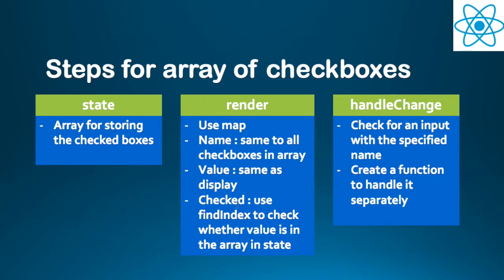The third thing, in checked, we will use find index to check whether the value is in the array or not. So we are maintaining an array in the state. We'll use find index to check whether this particular checkbox's value is in the state array or not. And in the handle change, we will check for an input with the specified name, the name we have given here, and create a function to handle it separately. And we will see how to do it. So note, in this case, there is a significant amount of changes, and all these changes need to be made: the state, the render, and the handle change. So let's go ahead and do them.